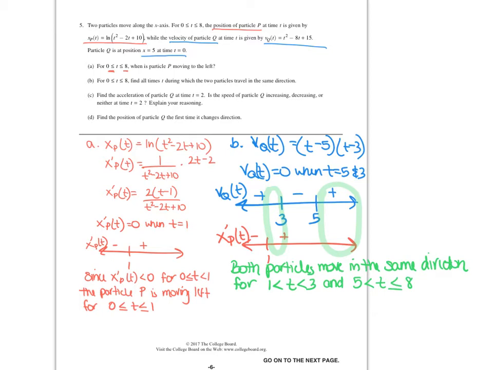And we are going to include 8 because that's where this is cut off, and this is where these functions are defined for time equals 0 to 8 inclusive. So, and then we need to say both particles move in the same direction for those times because x prime and y prime have the same signs.